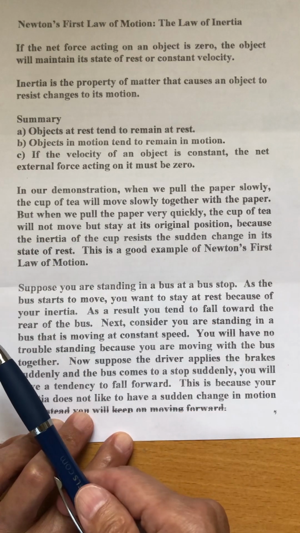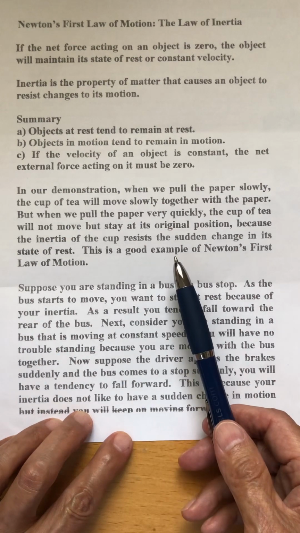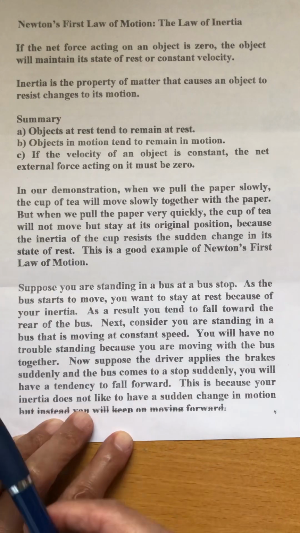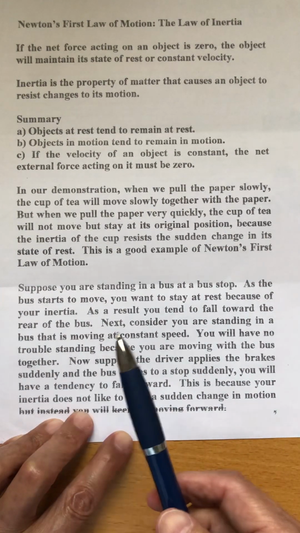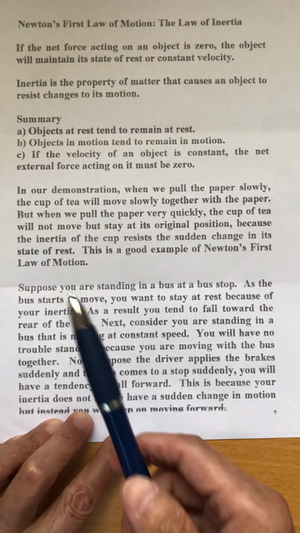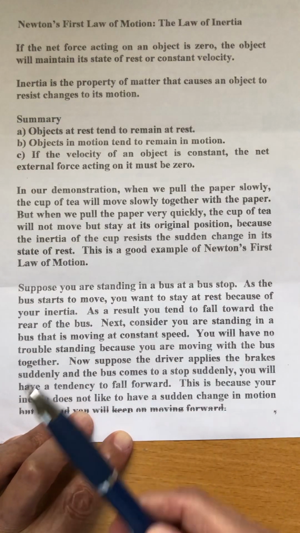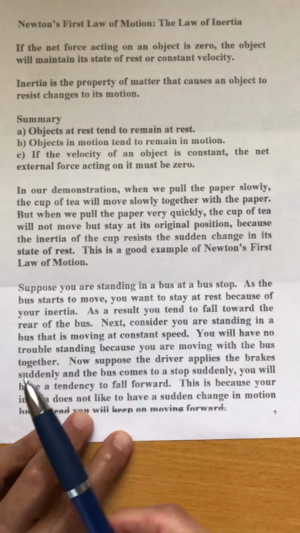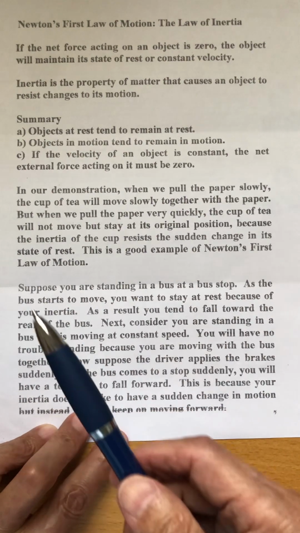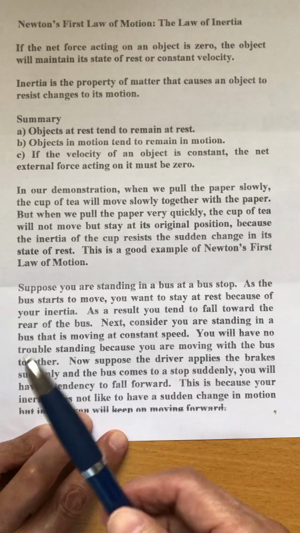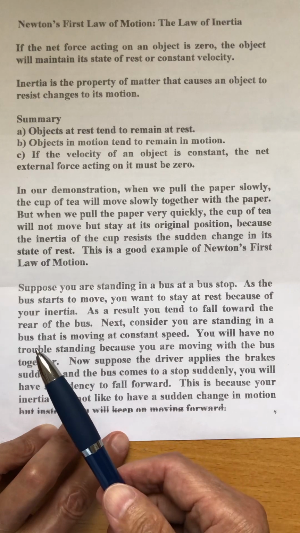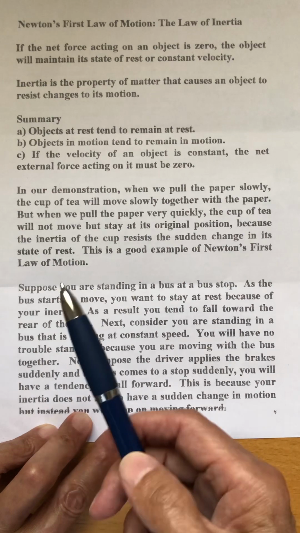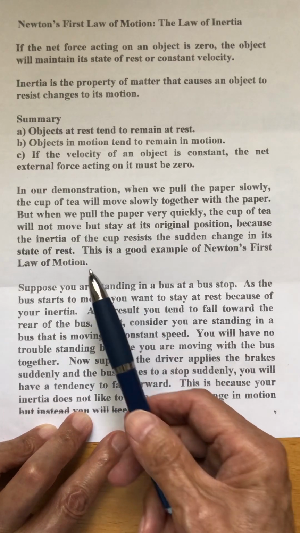So this is inertia, see? Inertia tells us that if there is a sudden change, the object does not like it. Object will resist sudden change. So if I pull the paper suddenly, the word sudden is very important. If you pull the paper very quickly, then the cup of tea does not like to change suddenly, so it stays there. So this is the first law.